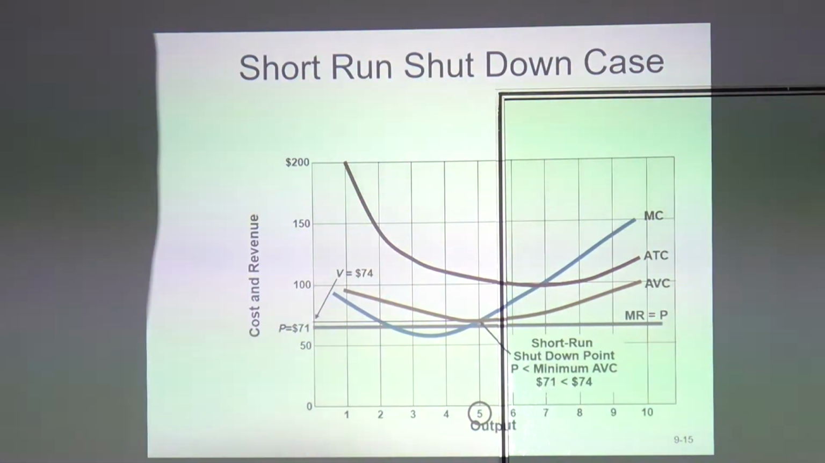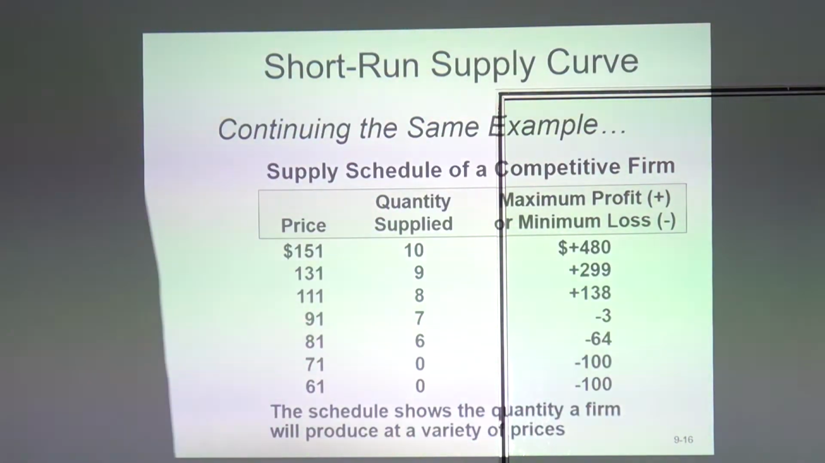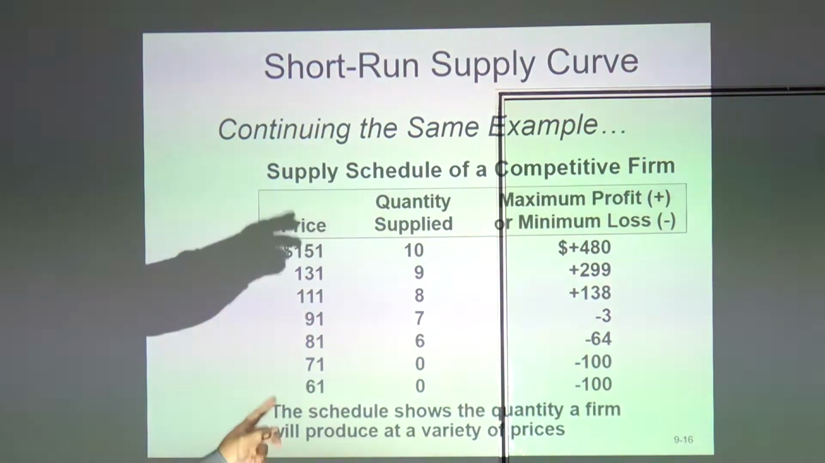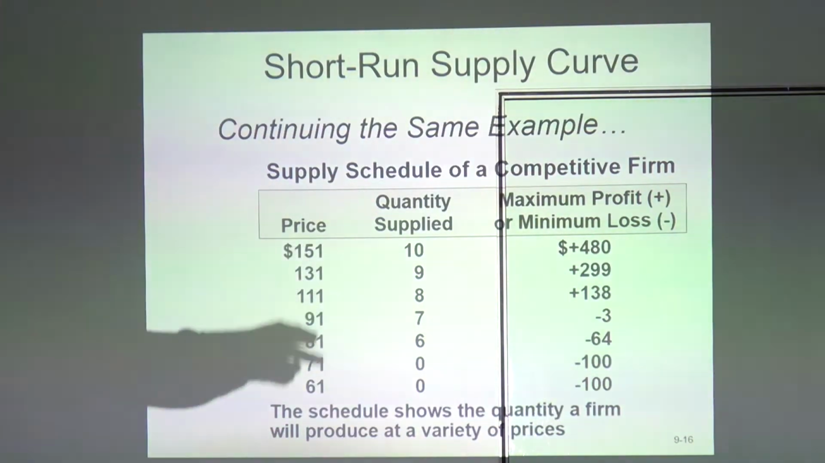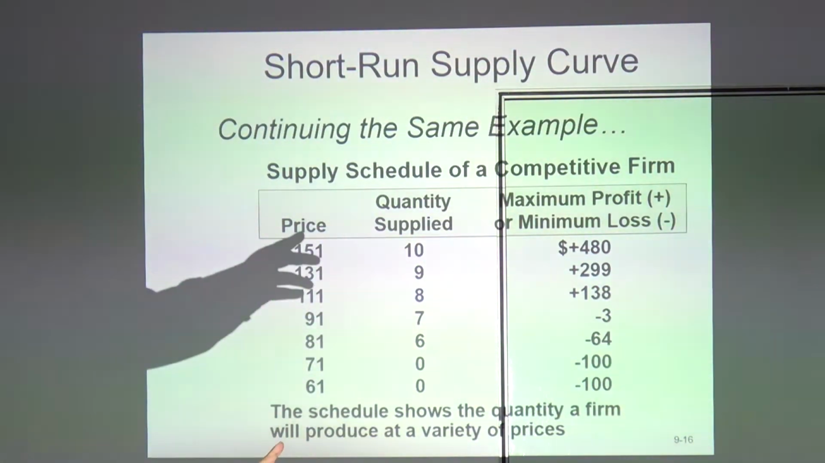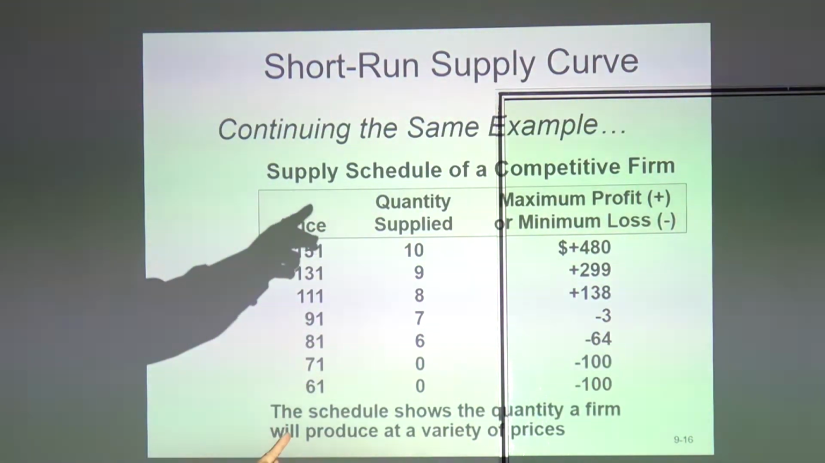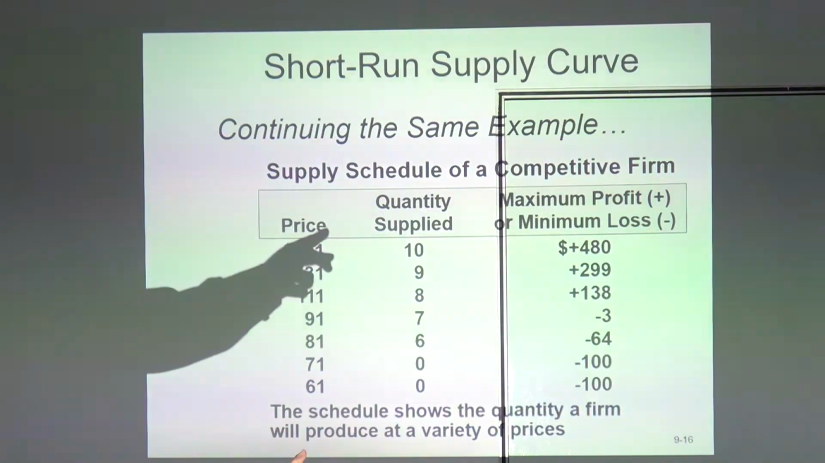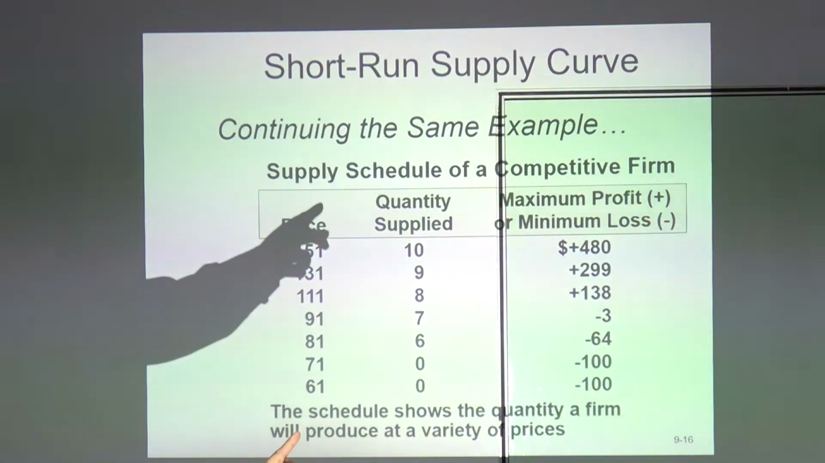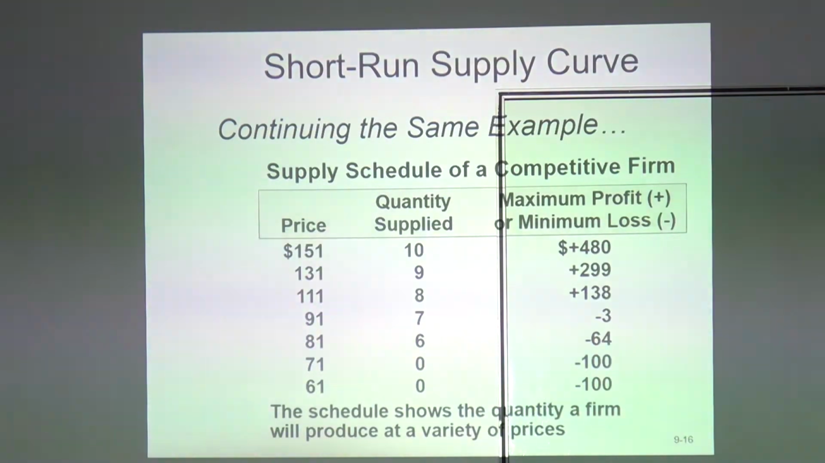Okay, now from this exercise, we are able to actually derive the supply curve of the firm. If we continue with other potential prices, then we are able to also identify the output level that will enable the firm to maximize profit or minimize losses. Let's look at this table.